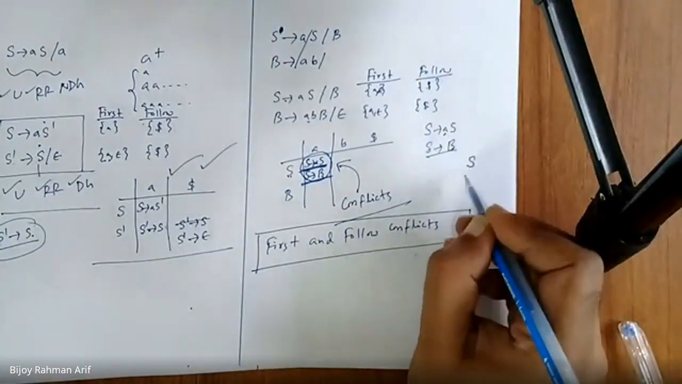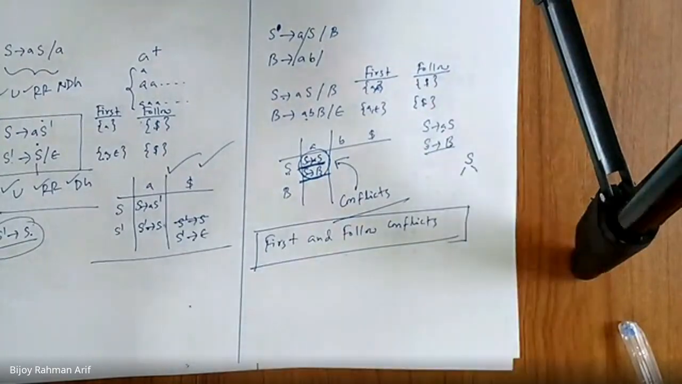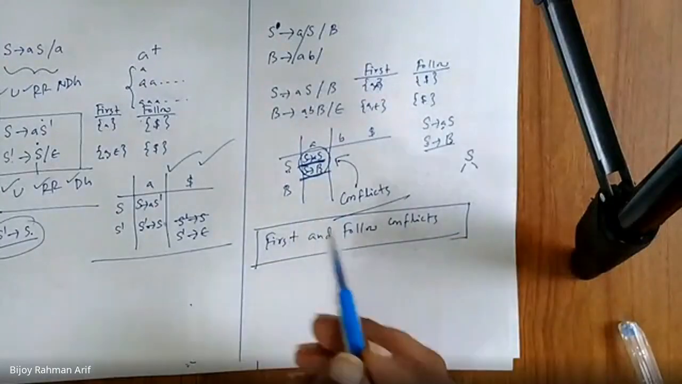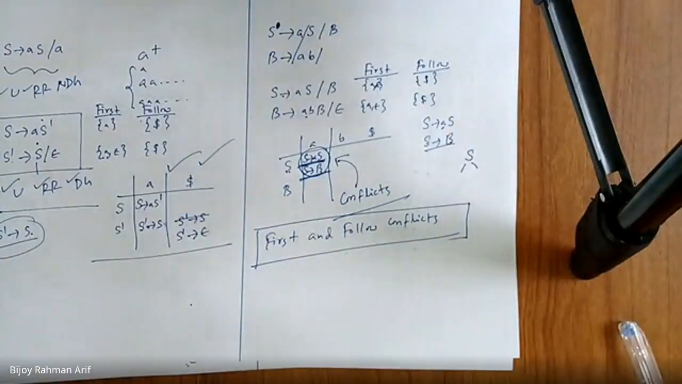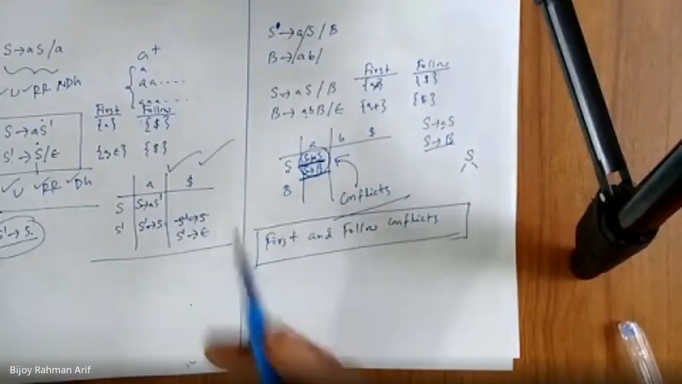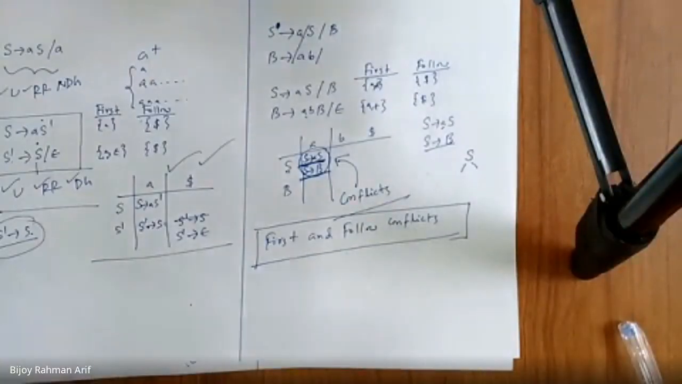Right. So if we try to derive S to something, which one are you going to use? Are you deriving S to AS or are you going to derive S to B? So that's why those things are called conflicts. Whenever there are multiple entries in a single cell, those are called first and follow conflicts in LL1.